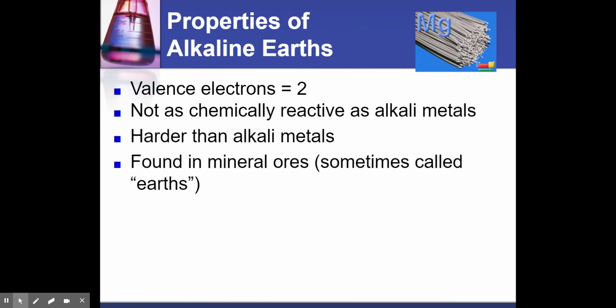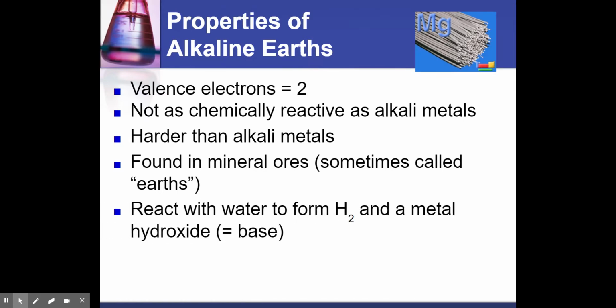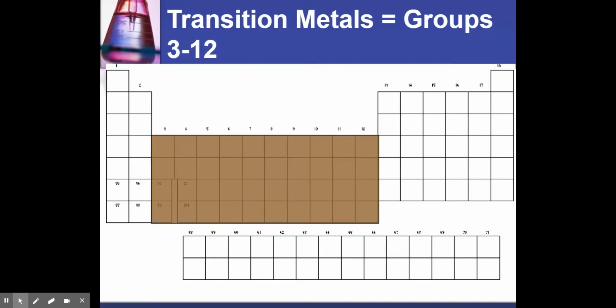And they are found in mineral ores. And that's why we call them earths. Okay, so mineral ores are sometimes called earths. They do still react with water to form hydrogen and a metal hydroxide, meaning basically a base, but they're not nearly as violent in their reaction as we see with those alkali metals.